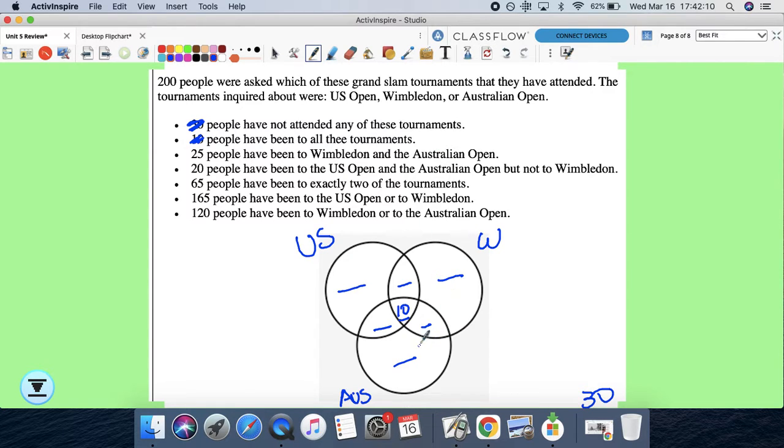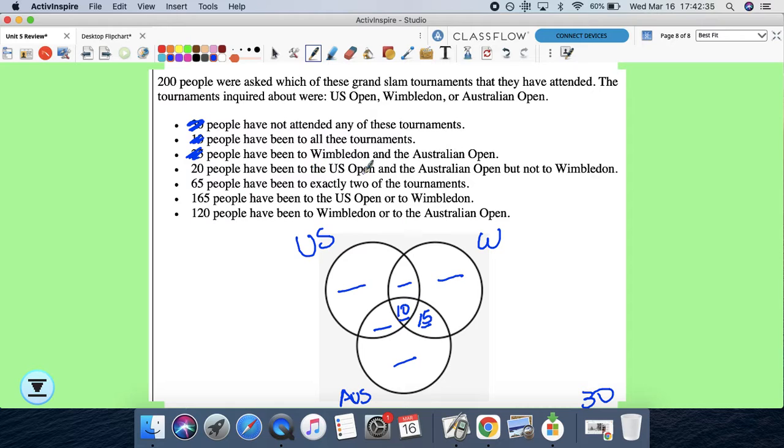So these are this and, right? So 25 people have been to the Wimbledon and the Australian, so that includes the 10 over here. So I have to do 25 minus 10, so that gives me 15. So now I have two groups, and all those groups have attended Wimbledon and the Australian. Doesn't say only. Okay, so that's why we include the 10 over there.